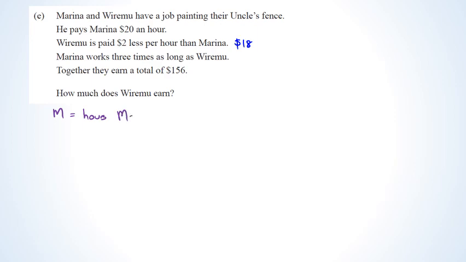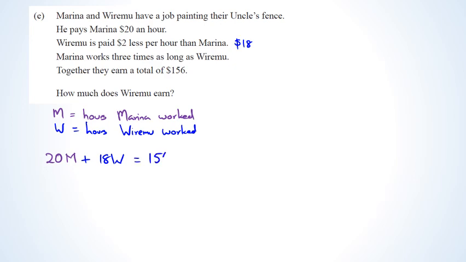Hours Marino worked. And I'm going to put W as hours Wiramu worked. So first off, I can write this equation as $20 multiplied by the number of hours Marino worked plus $18 multiplied by the number of hours Wiramu worked equals $156.